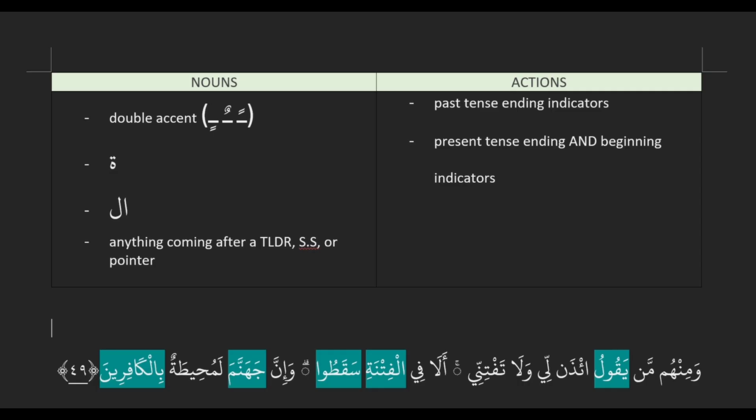So the first is tanween, or the double accent. You know, the double fathas, the double dhammas, the double kasras. If you see one of those, you know you're looking at a noun for sure, because actions will never have a double accent. Another thing is the ta marbuta, this little tied up ta. If you see that, you're looking at a noun for sure. Actions will never have that.